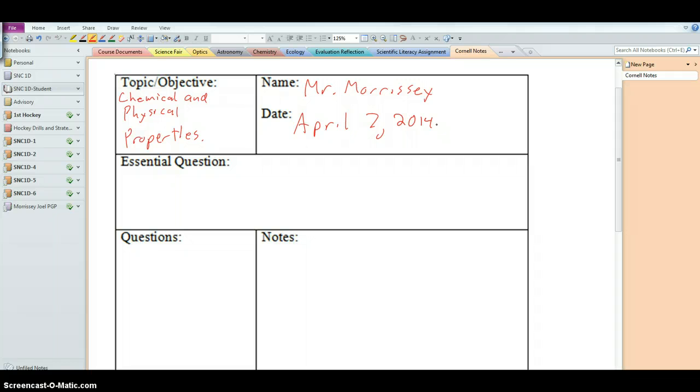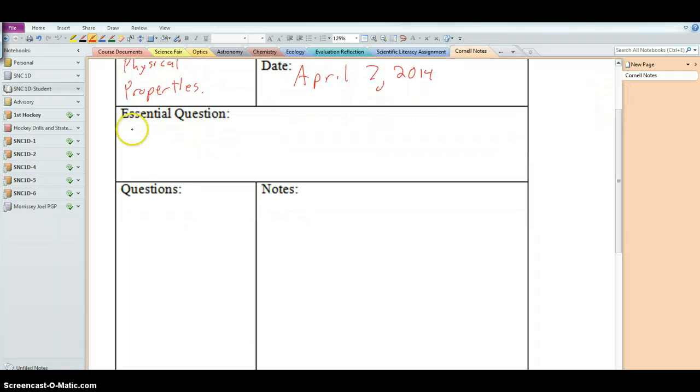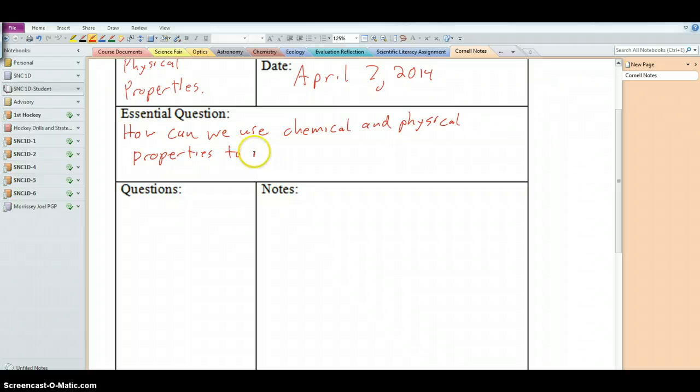Your essential question for today is, how can we use chemical and physical properties to identify substances? So this is your essential question for the day. We're going to go over chemical and physical properties, and then when you come to class, you'll be ready to do the lab in which we actually get to identify substances using these chemical and physical properties.